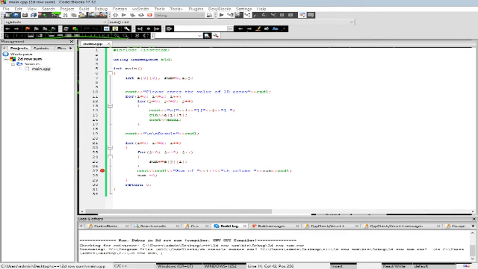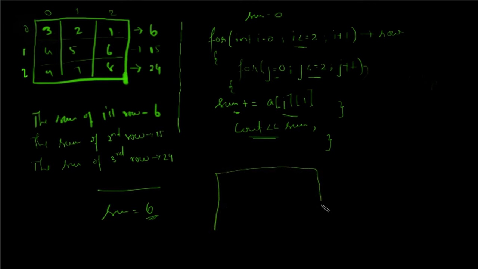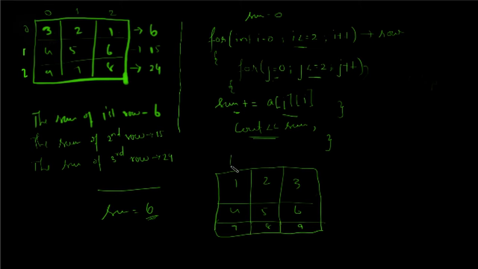So let me take you to that screen. The values I have given over here for the second execution of the program are 1 2 3, 4 5 6, and then 7 8 and 9. So if you see the column sum, the first column you will be getting something around 12, the second column is 15, and the third column is 18.